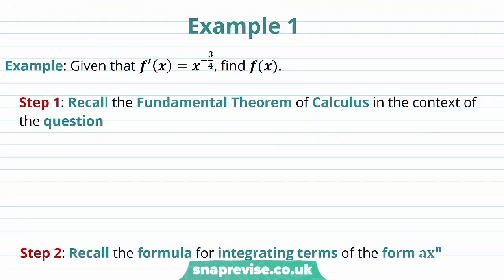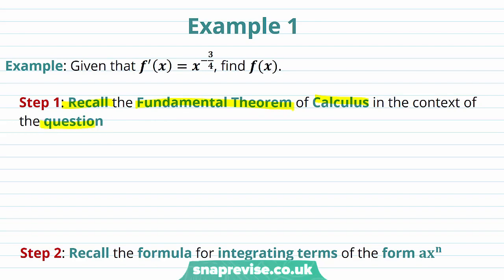Let's take a look at some examples. Our first example tells us that given that f prime of x is equal to x to the power of minus 3 over 4, find f of x. Our first step is to recall the fundamental theorem of calculus in the context of the question.